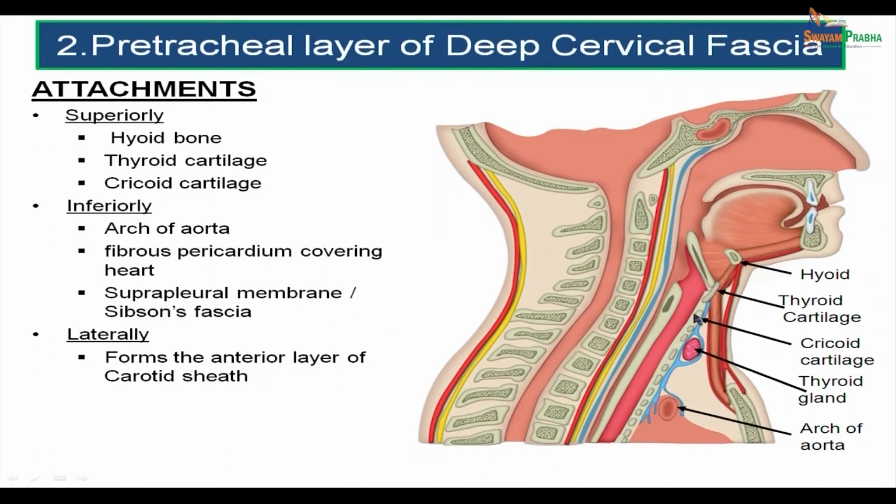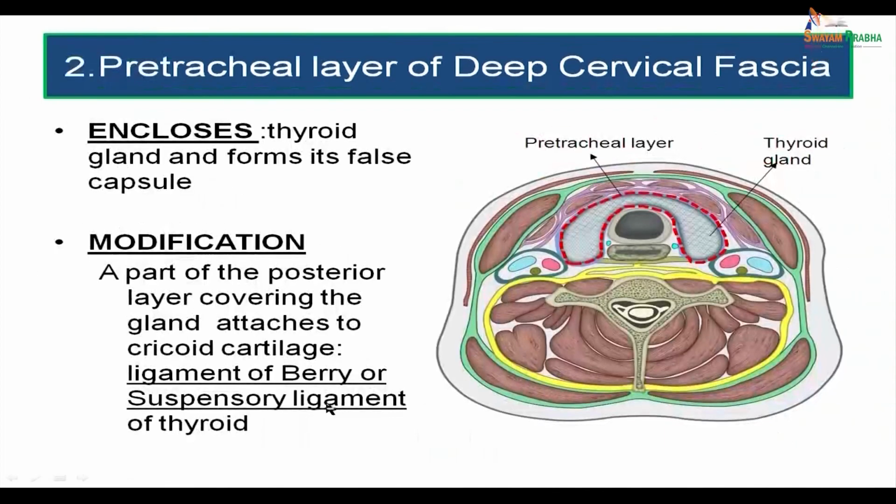So, this is the fascia that we are talking about, this blue colored line. This is the pre-tracheal fascia, and laterally it contributes to the formation of the anterior layer of carotid sheath. It encloses the thyroid gland. You can see this dotted line. It encloses the thyroid gland to form a capsule of the thyroid gland, which is called its false capsule.